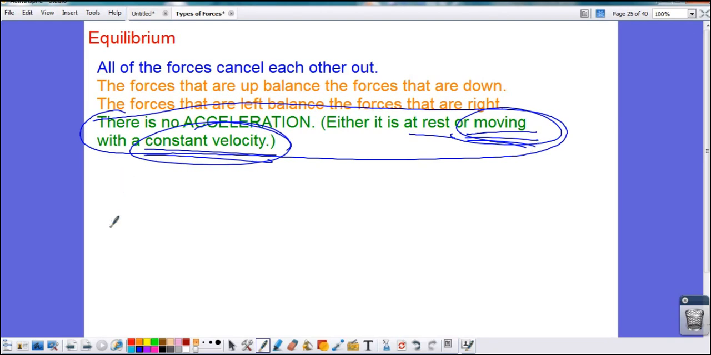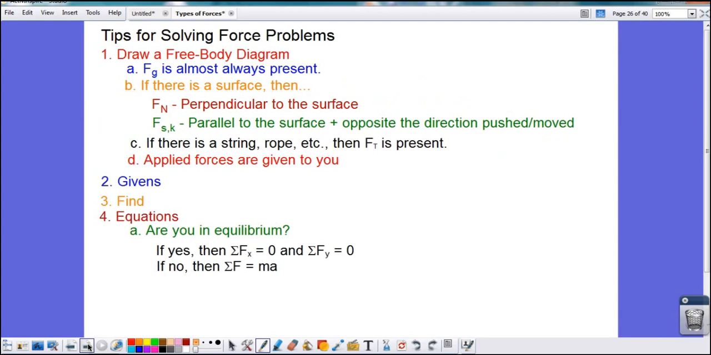Okay. Now, when we go to start solving some of these force problems, got some tips for you. First, draw a free body diagram. When you go through there, gravitational force or weight is almost always present, okay? We're typically on or near Earth's surface. If it is on a surface, then there's a normal force and there's a frictional force parallel to the surface that's opposite the direction being pushed or moved. It's either static if the object's not moving, or kinetic if the object is moving.